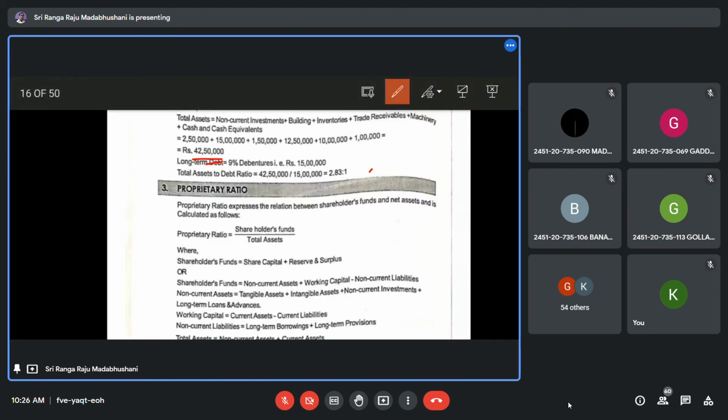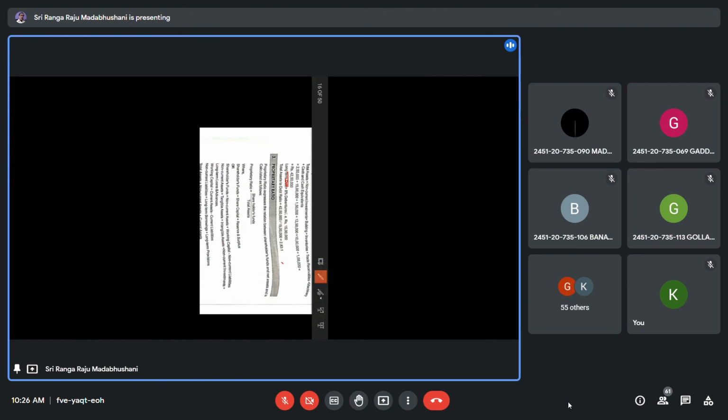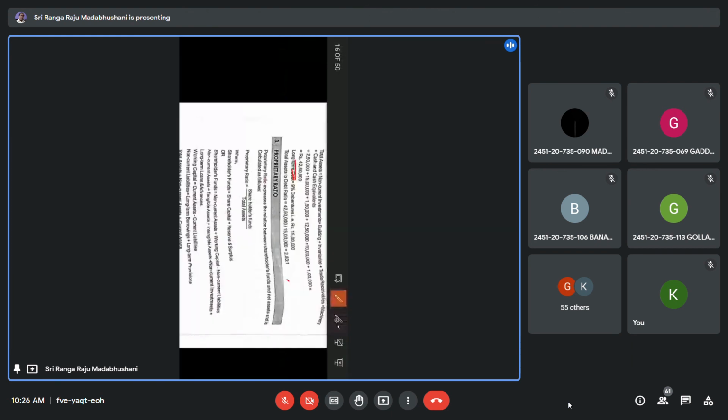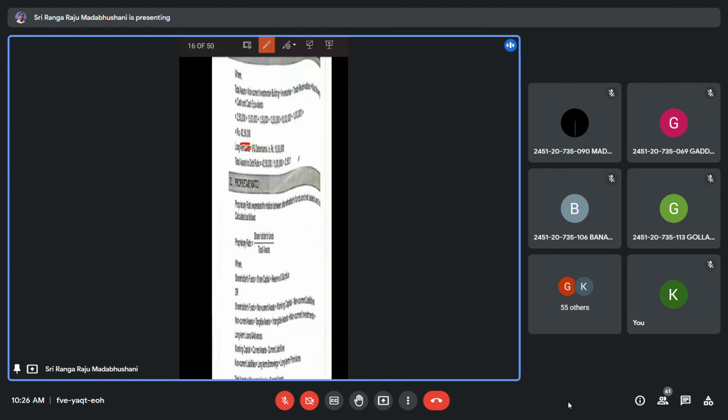total debt to equity ratio. So by this we have completed it. Only in case of solvency, the proprietary ratio is left. If you have any doubt, you may ask. I will take the attendance meanwhile, or you can post in the chat box.